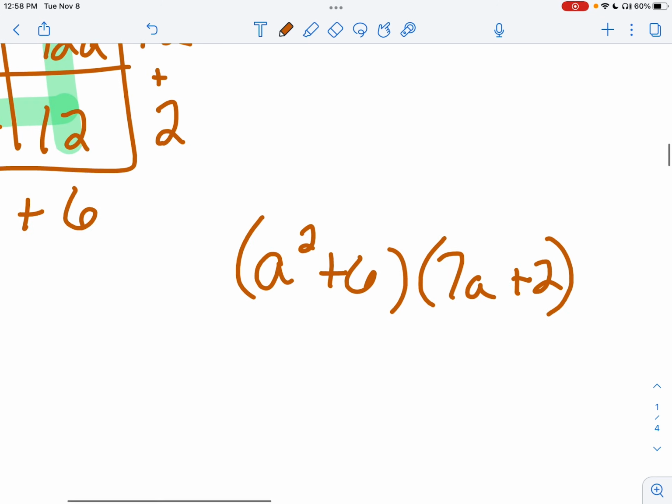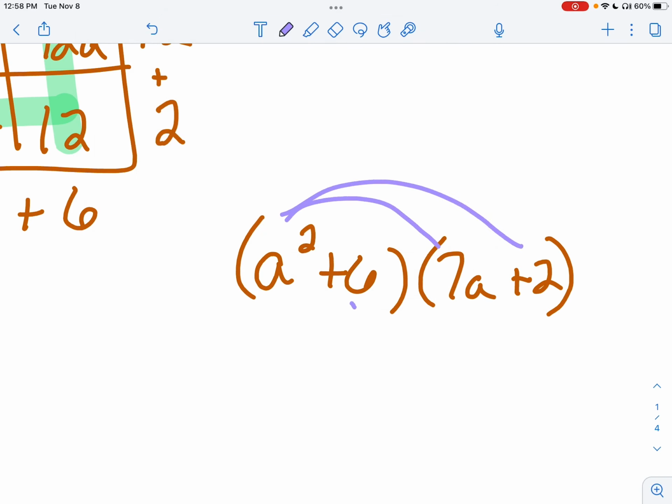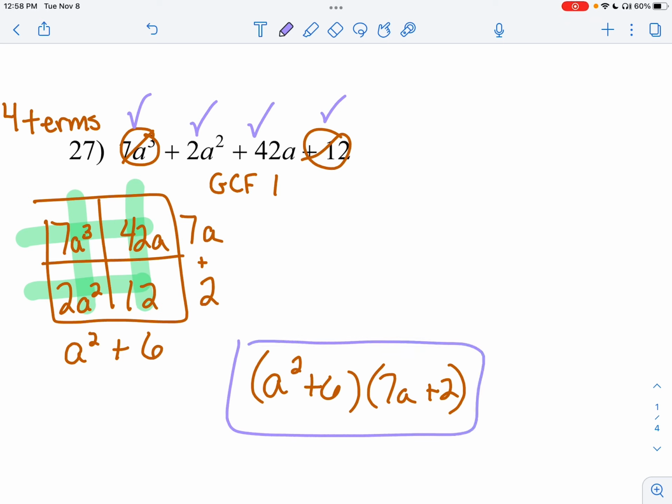Now, if you do the box method, you have to check to make sure this is actually true. So what I'm going to do is check each arc one at a time. That would make 7a to the third. I just need to give these check marks. This would make 2a squared. This would make 42a, and this would make 12. So again, if you choose to do the box method, you need to go back and make sure that it actually works. If it doesn't, then it probably meant it was prime originally.